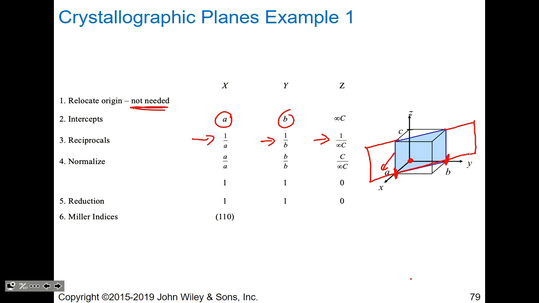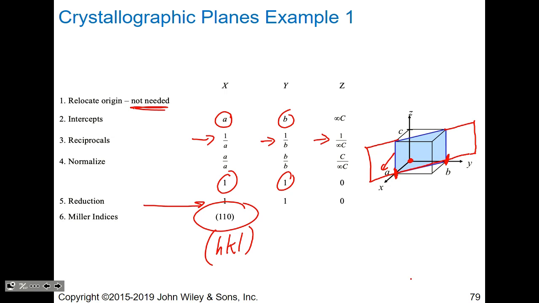And then you see here, reciprocal is 1 over infinity c. And then you normalize it, and you say, okay, well, if I divide this by a, how many a's are there? Well, there's 1a, 1b, and 1 over infinity is 0. And thus, when you reduce everything, in this particular case, because it's all 1s and 0s, it just becomes 1, 1, 0. And so the Miller index, the HKL notation, is just 1, 0, 0 with parentheses.